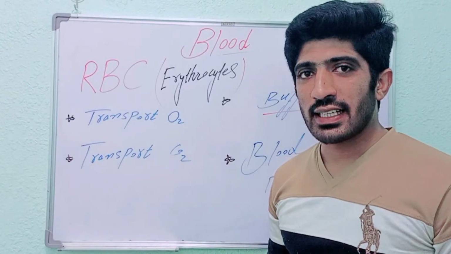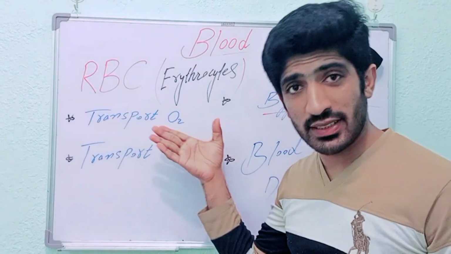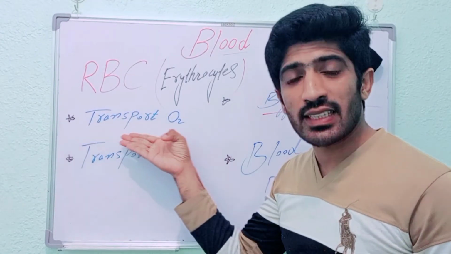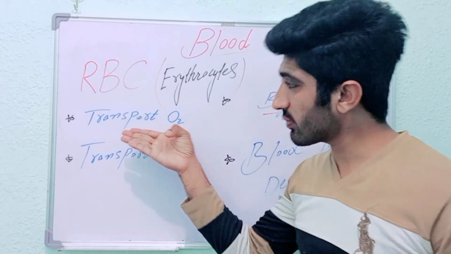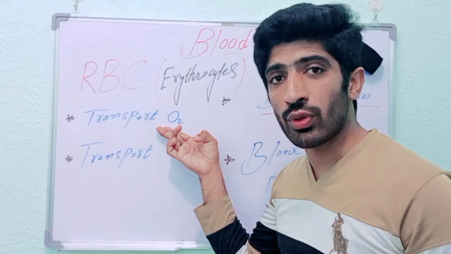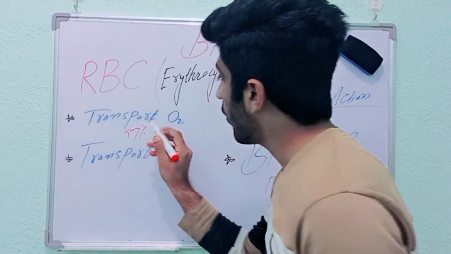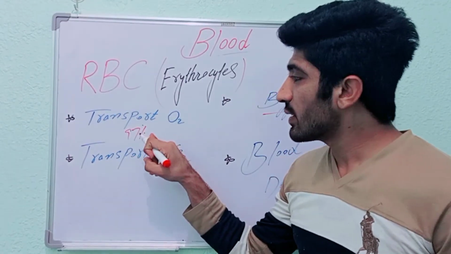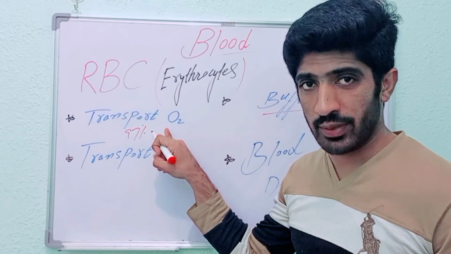Now we have to discuss the functions of RBCs. The first function of RBC is that it carries oxygen from the lungs to all the cells and tissues of our body. Here, hemoglobin combines with oxygen and forms oxyhemoglobin. So 97% of oxygen is transferred in the blood in the form of oxyhemoglobin.